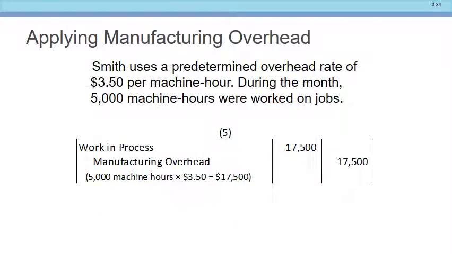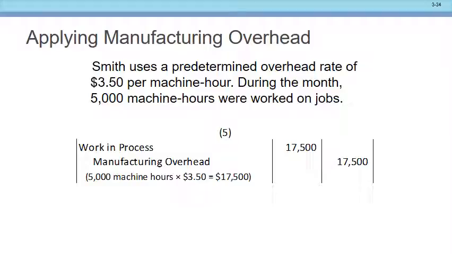Okay, so we're going to go ahead and do what? Oh, here it is. Here is the journal entry. I don't know what I was looking for. So we're going to use this predetermined manufacturing overhead rate of $3.50 times the 5,000 units. We're going to debit our work in progress, 17,500.